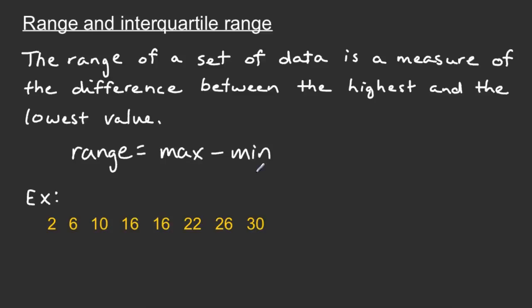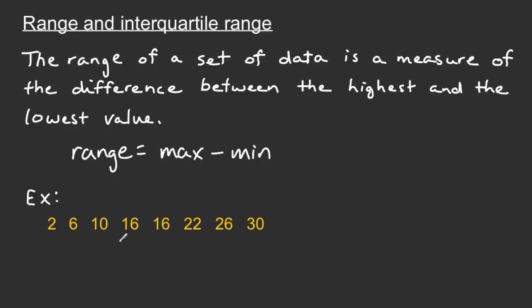And it's a range of the data. So we're actually getting something that's connected to our variable, right? Whatever units our variable is in, that will be the units on range. So in my example here, these are years or ages of people in a room. Then my range will also be measured in years.